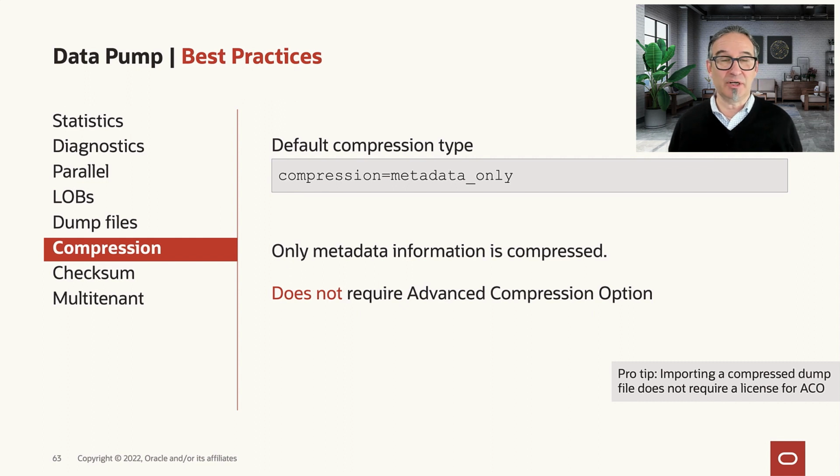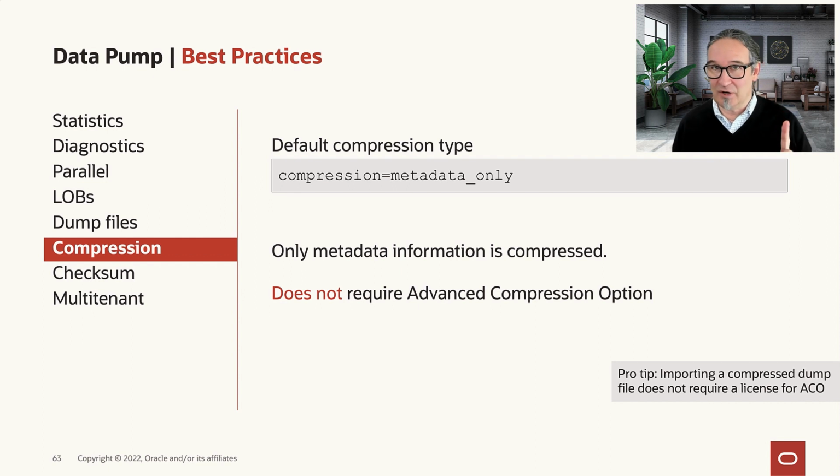The default compression type for metadata, interestingly enough, compression metadata only, is on by default. And no worries, this doesn't let the counter go up for the advanced compression option. It has no extra requirement, but we realized that due to the fact Data Pump exports metadata in XML files, that can really take a little bit of compression. It helps a lot in terms of the size of the metadata.